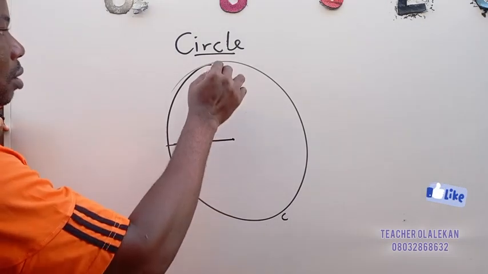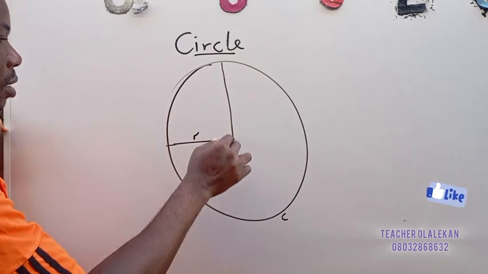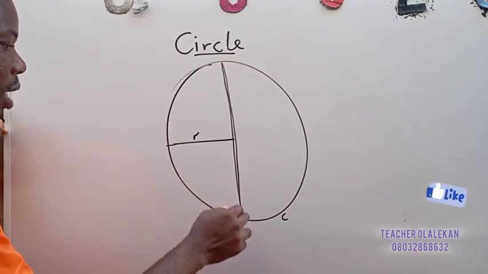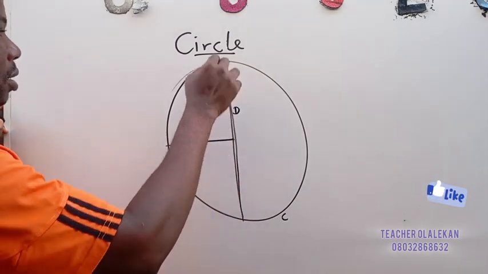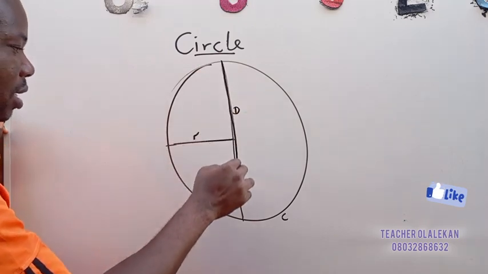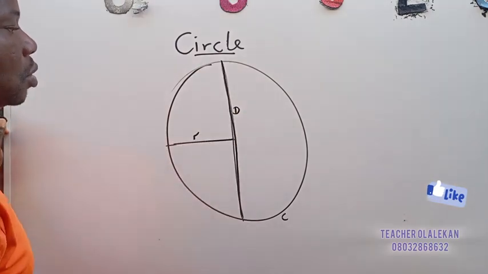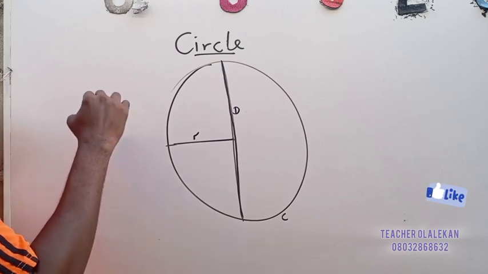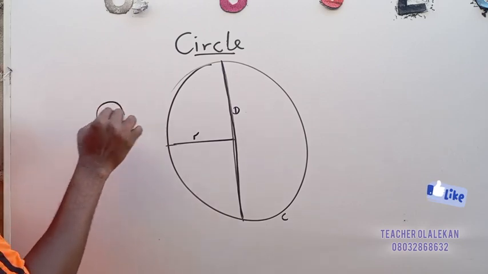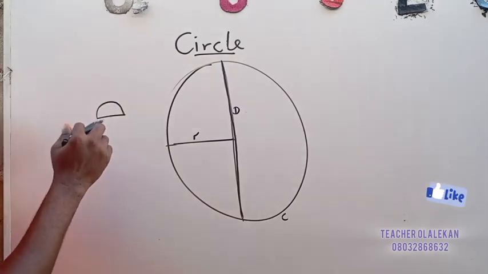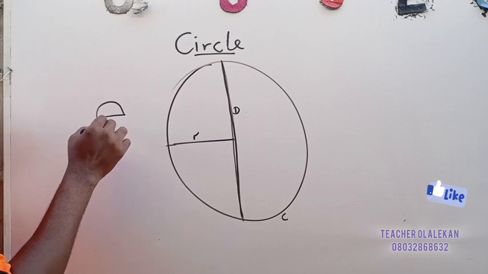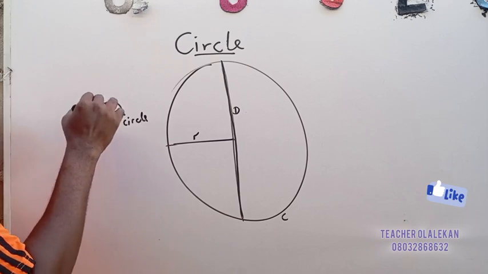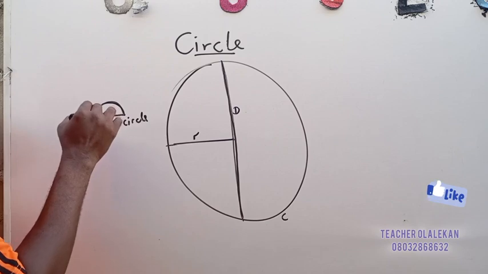So, it's possible we have a line that divides the circle into two equal halves, and that line is called the diameter. So, the diameter is the line that divides the circle into two equal halves. Those halves will be called a semicircle. Half of a circle is a semicircle.